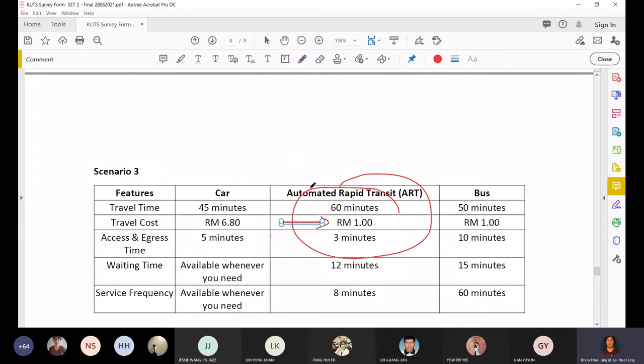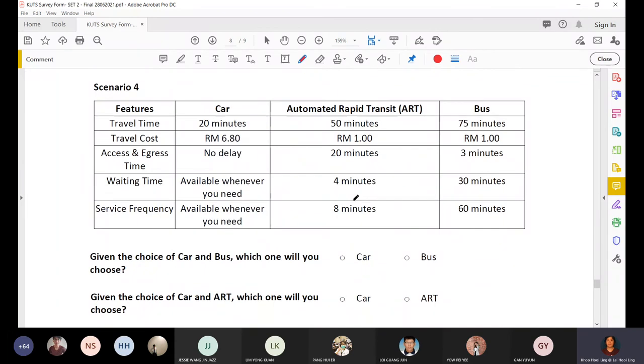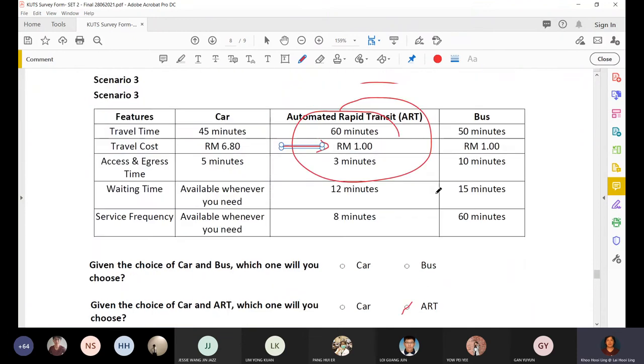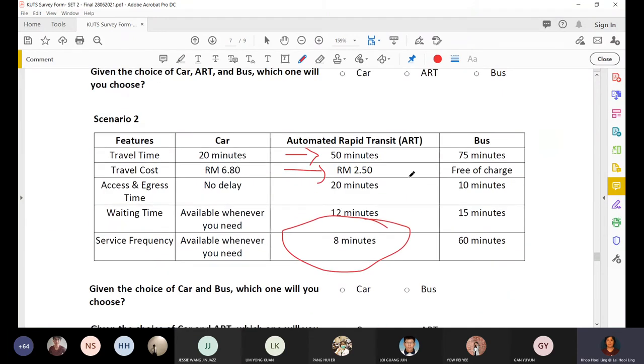Now you can see if we have scenario 3 compared to scenario 4, the difference is that here this is 20 minutes for access and egress time, and then this is 4 minutes. So each of the scenarios is different. We give different combinations. This is what we call, in mathematics, experimental design. You have different factors and you come up with different combinations. How do we find a good combination? We will need to use some tools to help us. Or you can list down all the possible combinations and then choose a few combinations that you think are good to test. So for stated preference, we use experimental design to design our questionnaire.